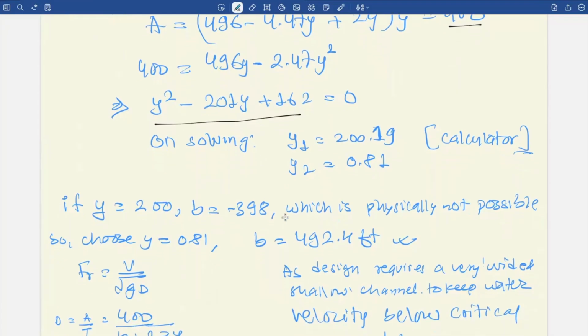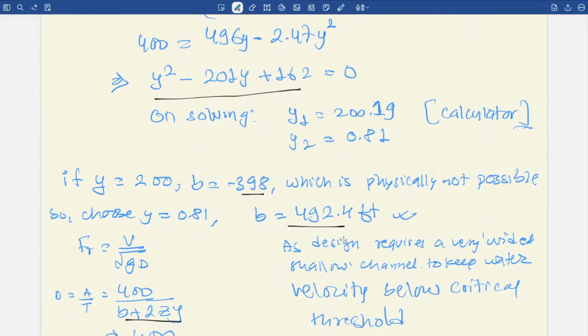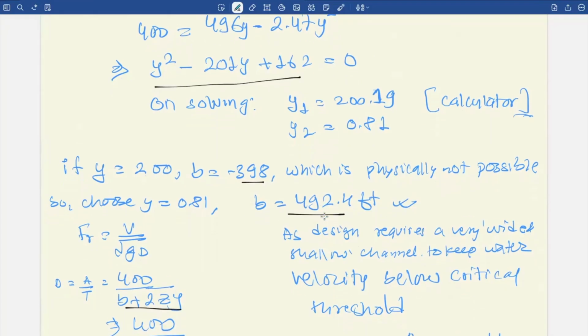So choosing the right root, we have two solutions, and let us verify. If we choose y equal to 200, our b will be equal to minus 398, and that is not physically possible. So we will be rejecting that, and we choose the next one, that is y2 as 0.81. That gives us a width b of 492.4 feet, which is positive and real. So our channel depth is about 1 foot, and b is 492 feet wide.